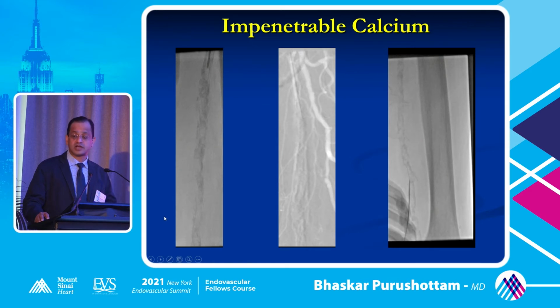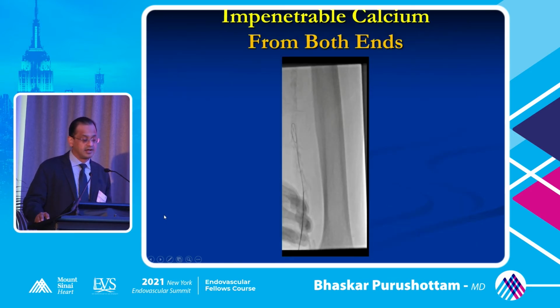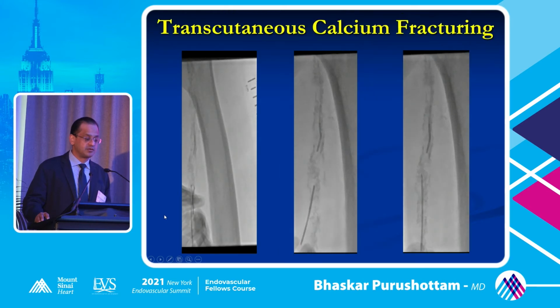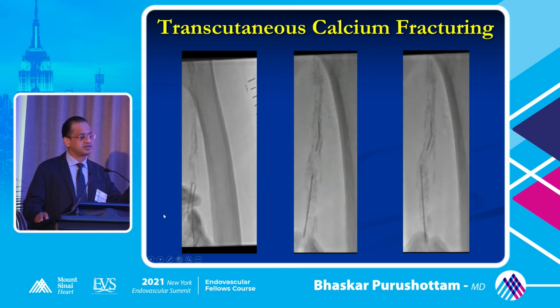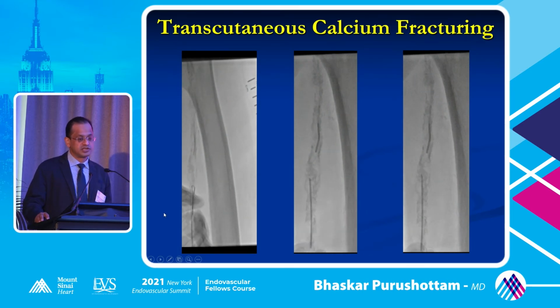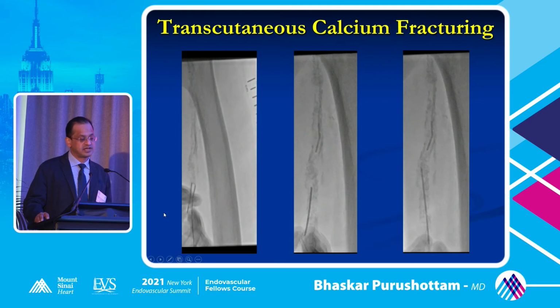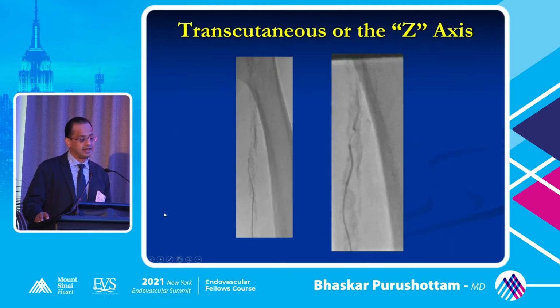We couldn't get through from the top, so we came retrograde through the distal SFA, and I met a roadblock. And then what I did was we ended up doing a transcutaneous calcium fracturing. So when you do this, make sure you don't have any of the nerve bundles there because you can injure it. So essentially, you knock down the calcium, create some channels, and then finally, retrograde, you can get through this blockage.